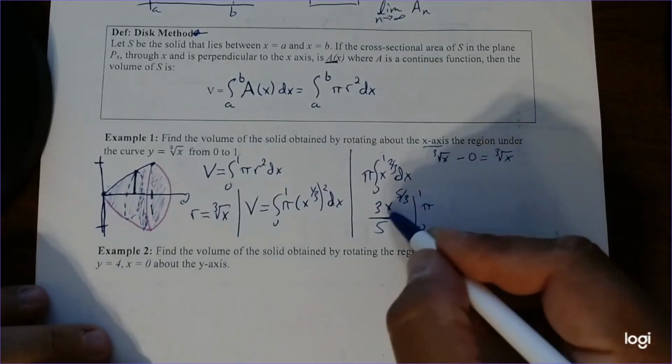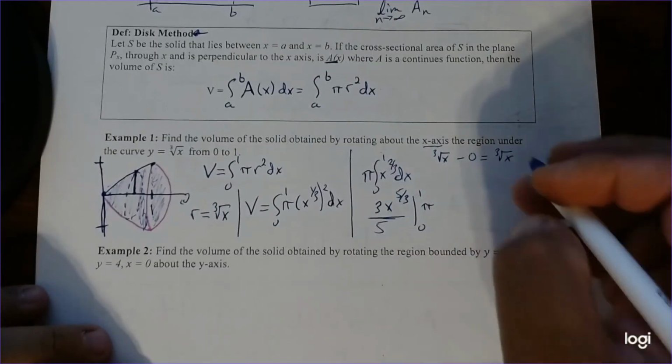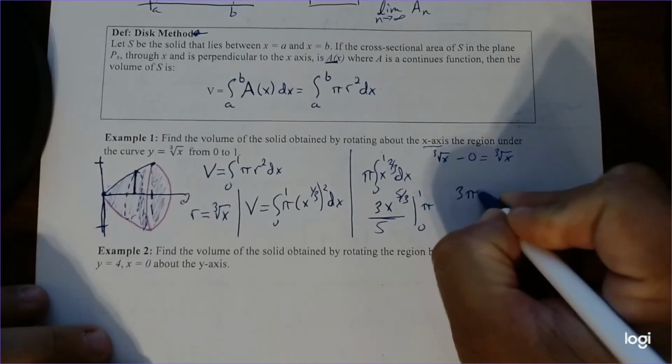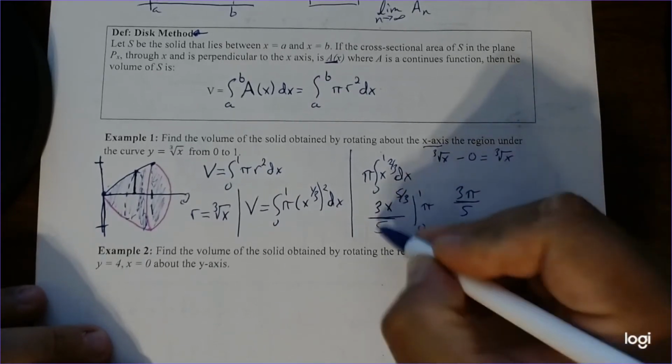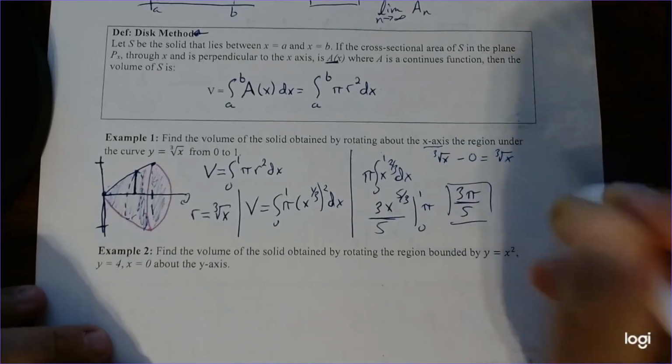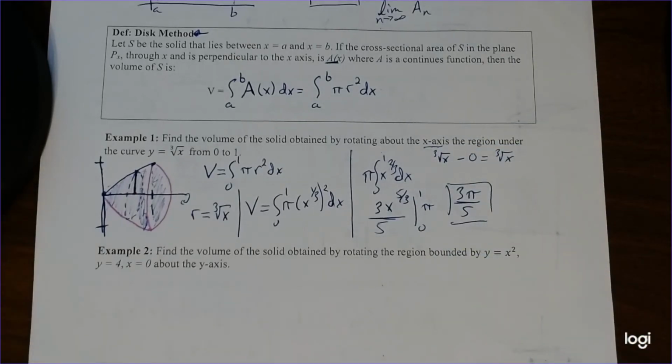So plug it in. 1 to any power is just 1. So this is 3 pi over 5. And plug in 0, we get 0. So our volume is 3 pi over 5.